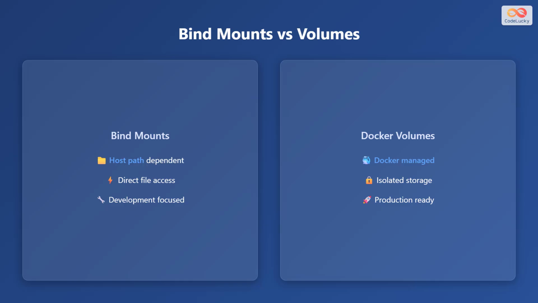Now let's compare bind mounts versus Docker volumes. Bind mounts are host path dependent, offer direct file access, and are development focused. On the other hand, Docker volumes are Docker managed, provide isolated storage, and are production ready.